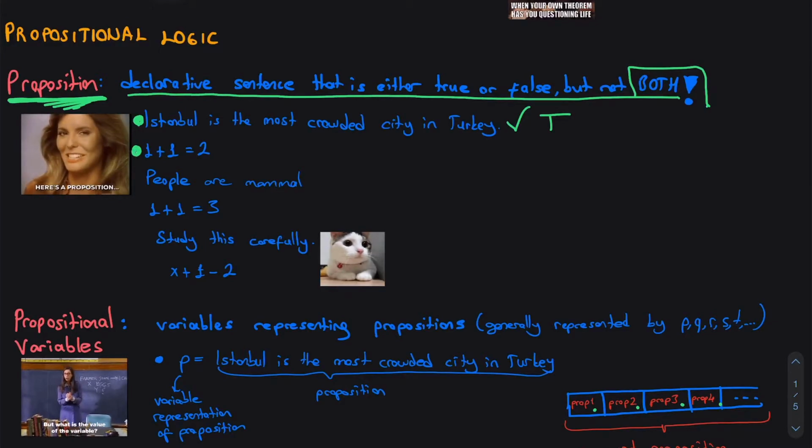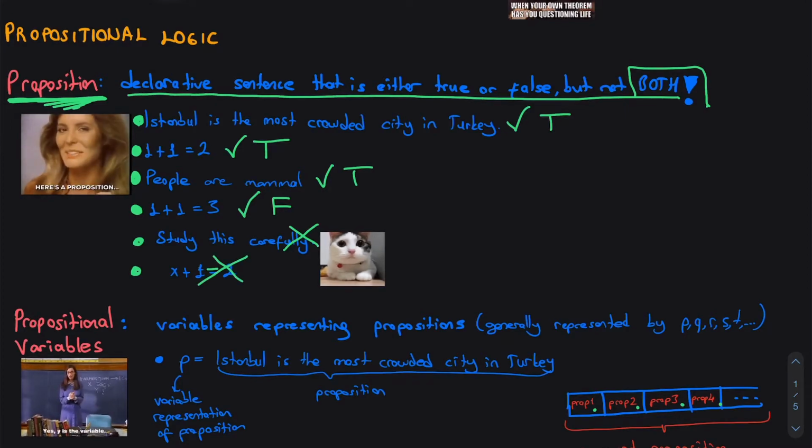Again, 1 plus 1 is equal to 2. It's a proposition, and it's true. People are mammals, of course, again true. 1 plus 1 is equal to 3. It is of course a proposition, but its truth value is false. Study this carefully. This is not a proposition. It doesn't declare anything. x plus 1 is equal to 2 is again not a proposition, because it is neither true nor false. Its truth value depends on the value of x.